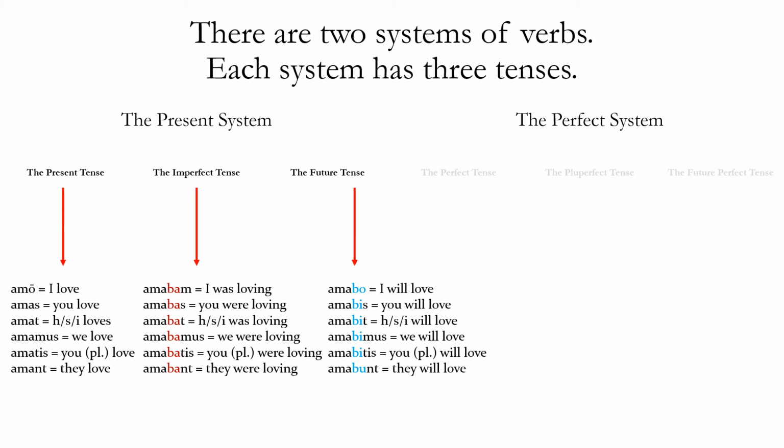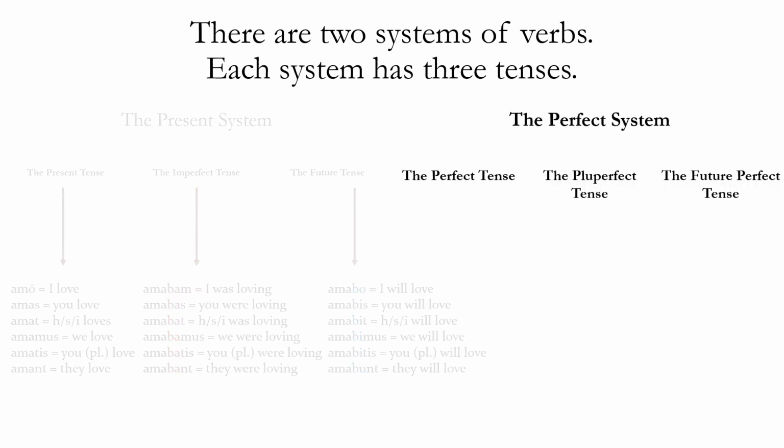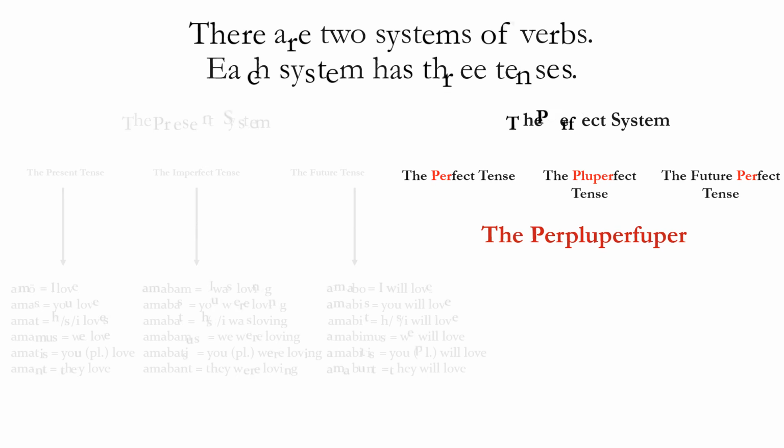What's coming up next is what's there on the right, the perfect system. And the perfect system is something that some of you have already heard of. It is remembered by the next 3 tenses that we'll be learning, the perfect tense, the pluperfect tense, the future perfect tense, also known as the perpluperfooper. Don't worry about that now. We'll get to it soon.